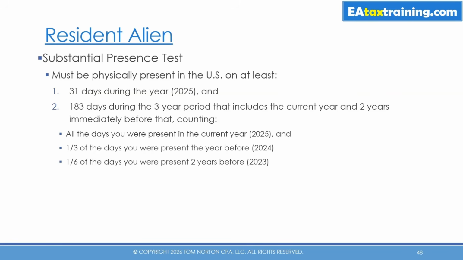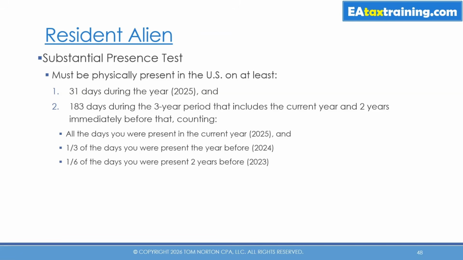Next is the substantial presence test. So even if they don't have a green card, they could still be a resident alien. First, they must be physically present in the United States on at least 31 days during the year. So we're talking about 2025. So they had to have been present in the United States for at least 31 days during 2025 and 183 days total during the 3-year period that includes the current year and the 2 years immediately before that.